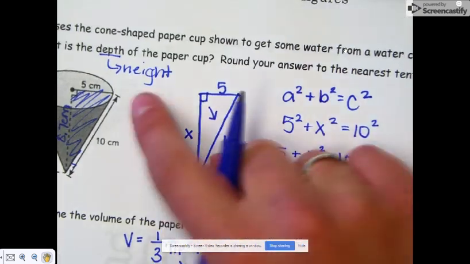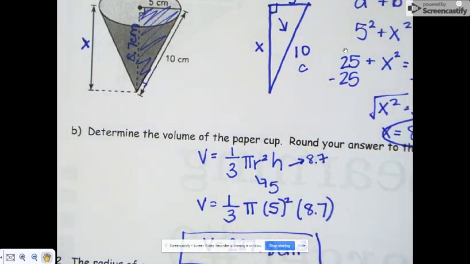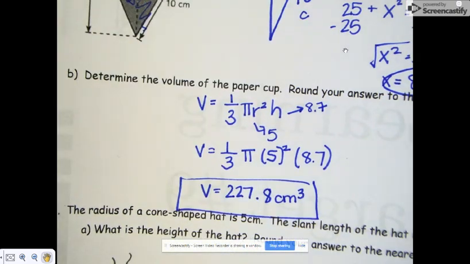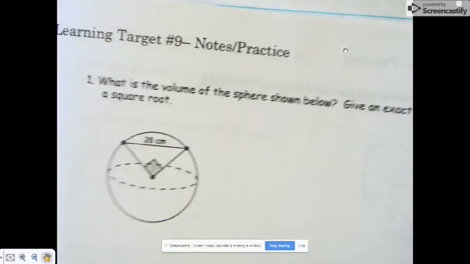So sometimes you'll be given the slant height, that's what it's called, and you'll need to find the height of the triangle in order to find the volume. Okay, if you turn to page 46, we're going to go over this one here.